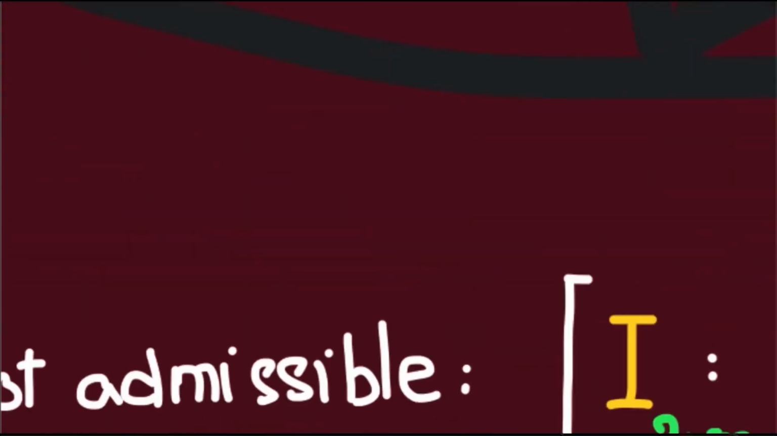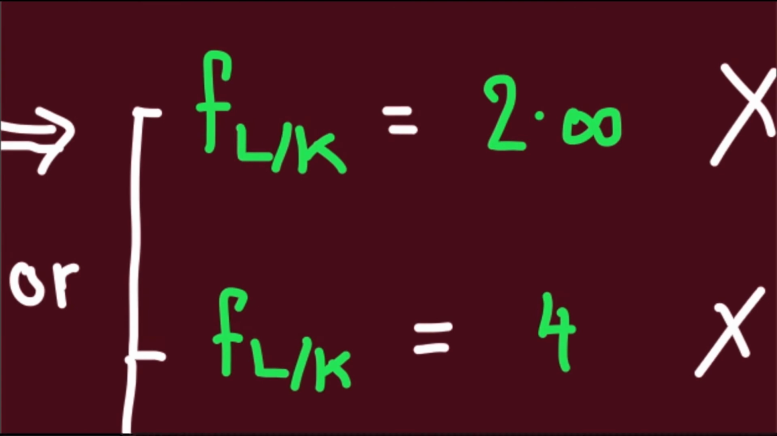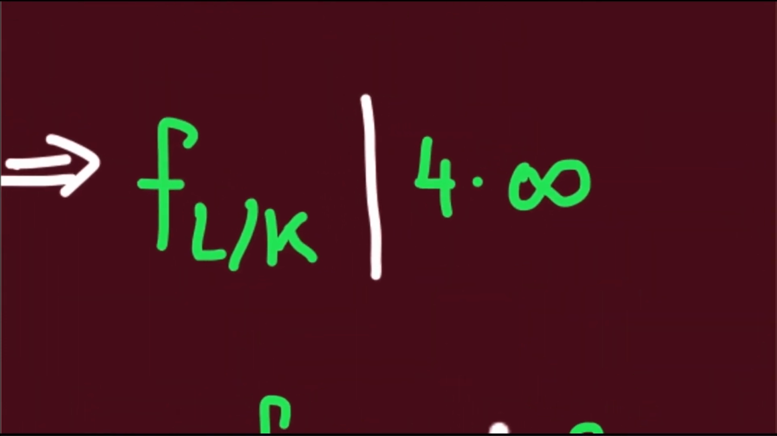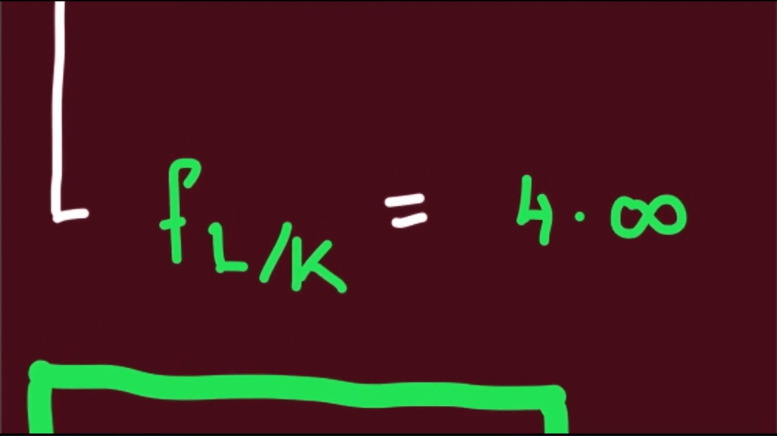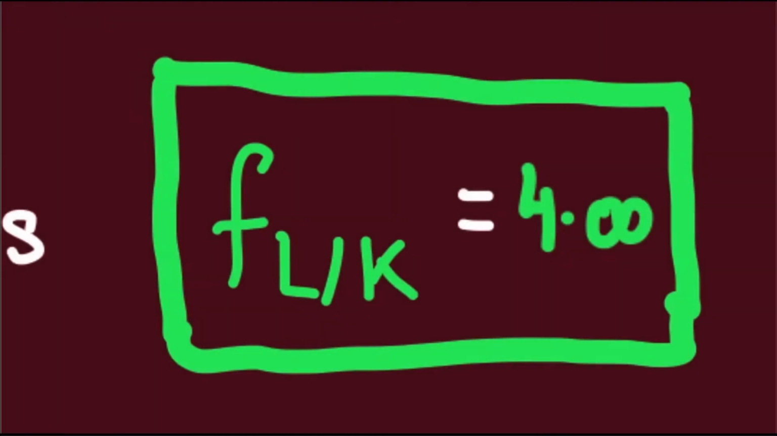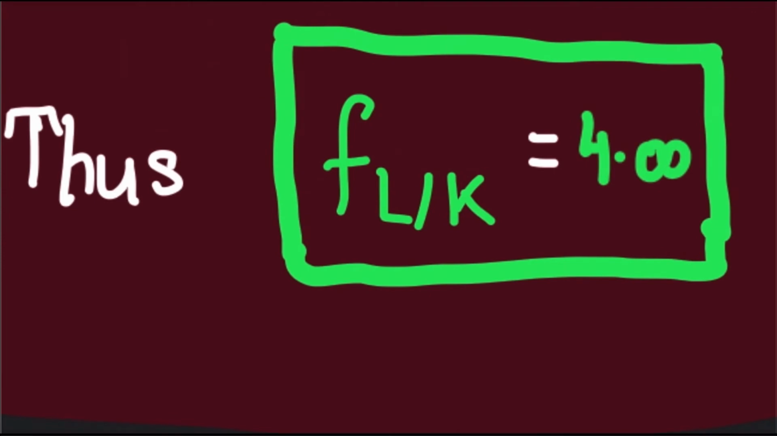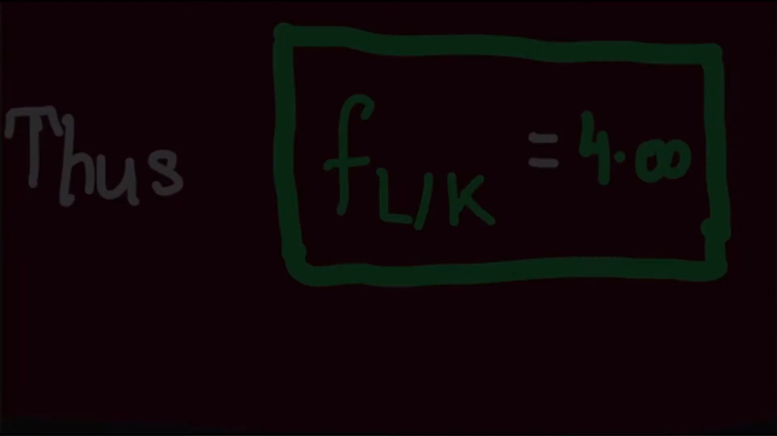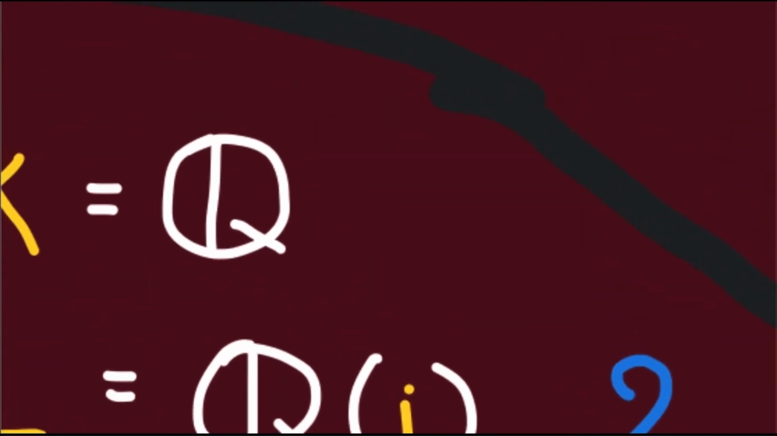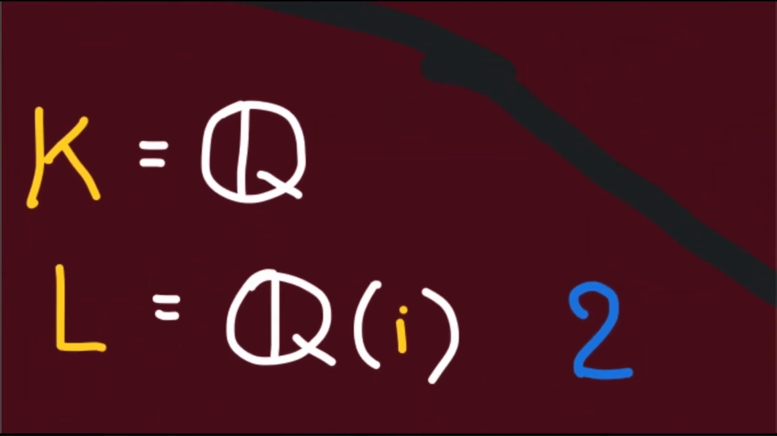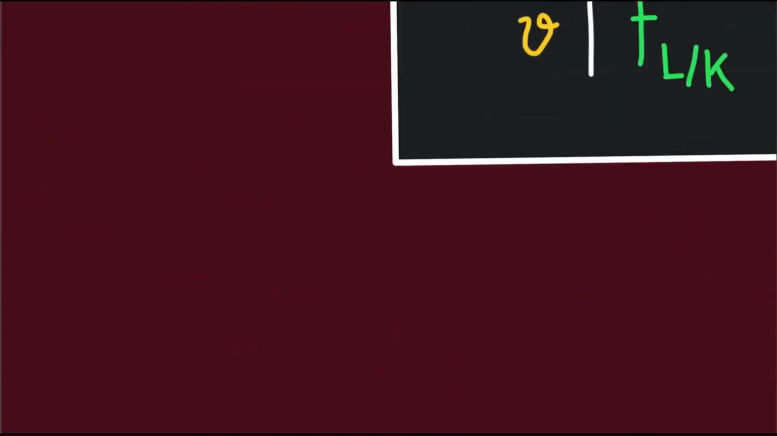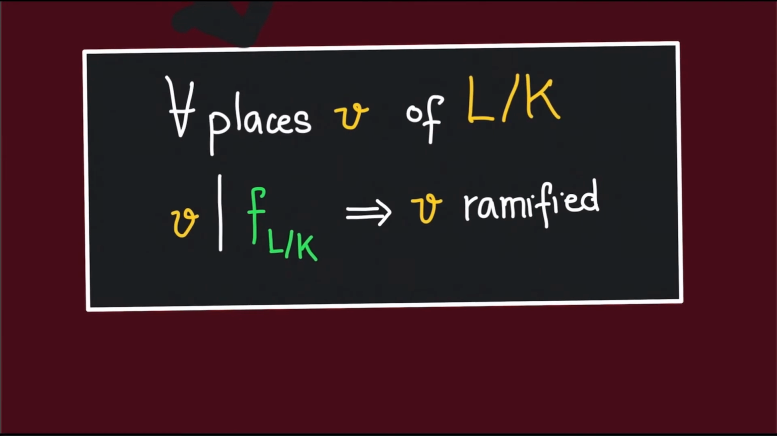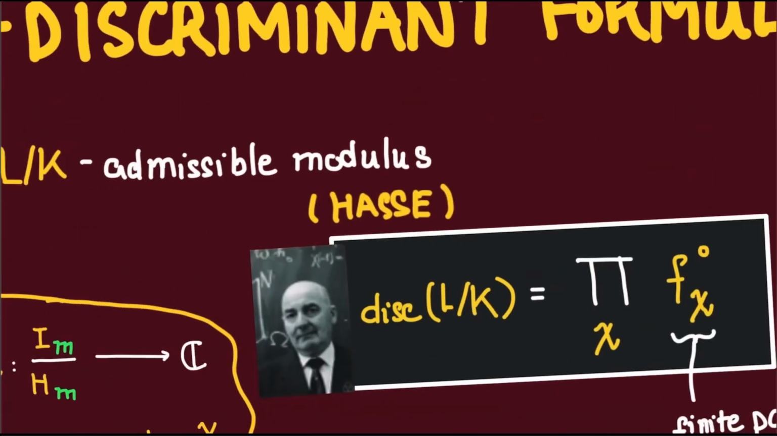Alright, so we saw that we have eliminated the possibility that the conductor of L over K is 2 times infinity or 4. Now, again, because we said that it must divide 4 times infinity, the only possibility is that this conductor is actually 4 times infinity. And indeed, the primes dividing these are exactly those that ramify, i.e. exactly the prime 2.